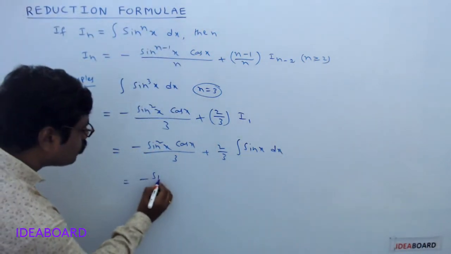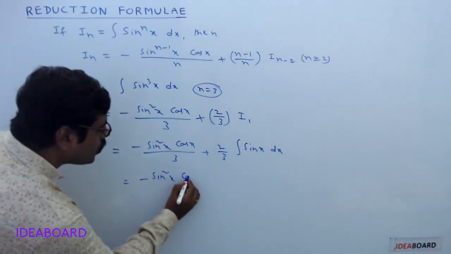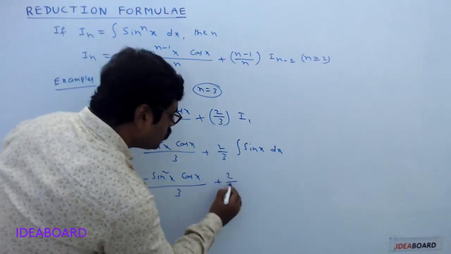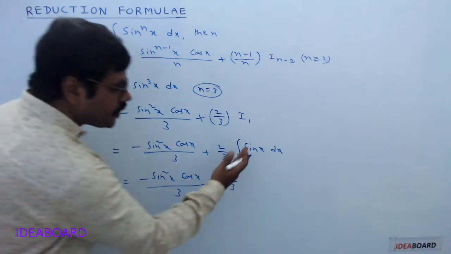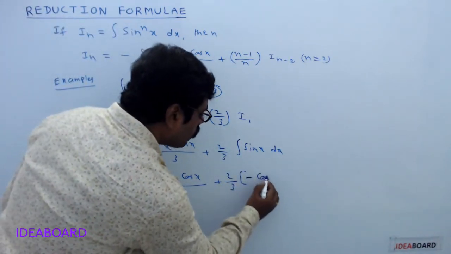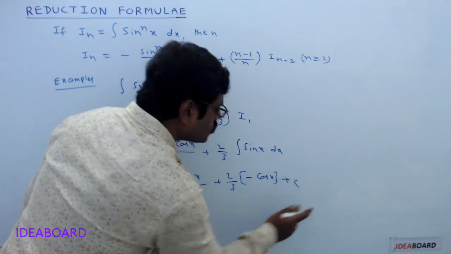So this equals minus sin square x into cos x divided by 3 plus 2 by 3 into integral sin x dx. What is this value? Minus cos x plus c. That's it.